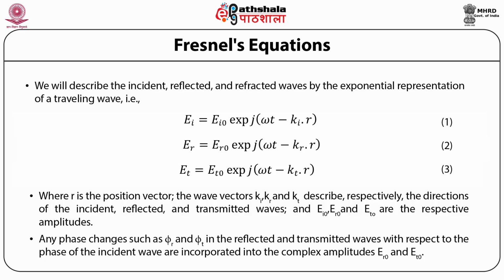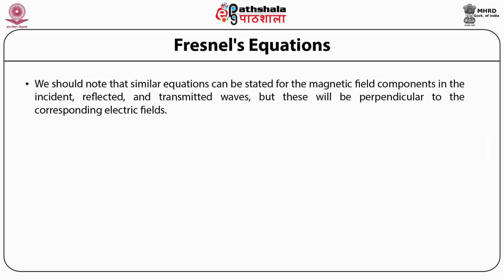Any phase changes such as phi r and phi t in the reflected and transmitted waves with respect to the phase of the incident wave are incorporated into the complex amplitudes ER0 and ET0. Our objective is to find ER0 and ET0 with respect to EI0. We should note that similar equations can be stated for the magnetic field components in the incident, reflected and transmitted waves, but these will be perpendicular to the corresponding electric fields.